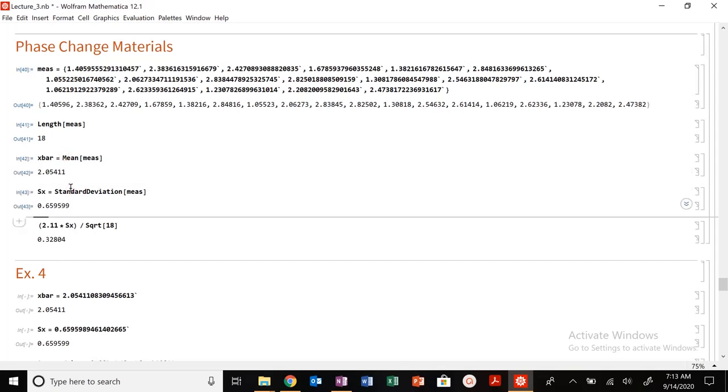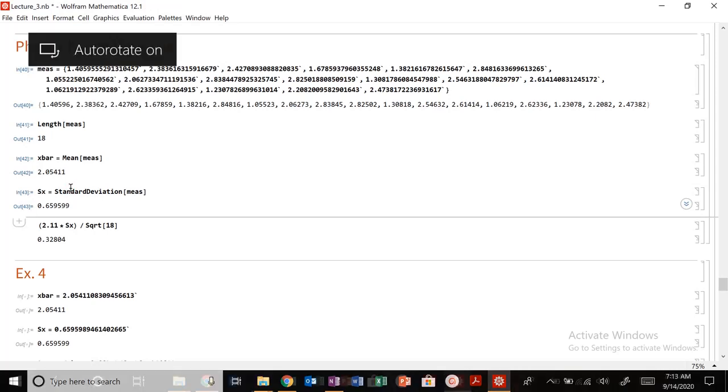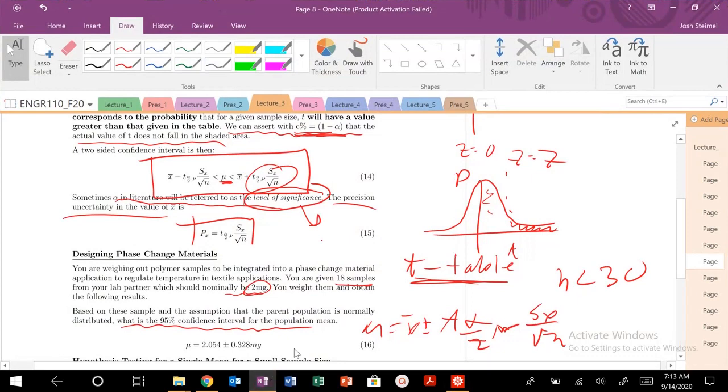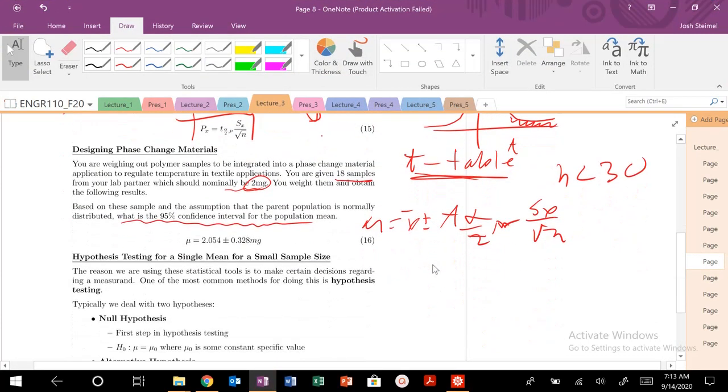And now I'm going to go back. We have x bar, we have this. So we need to figure out what is t alpha over 2, nu. So I know that my confidence interval is equal to 95%. I also know that I could express the confidence interval as 1 minus alpha. So my alpha is going to be, again not as percents, 0.05.